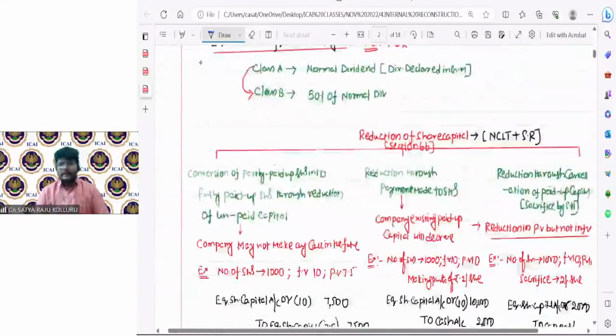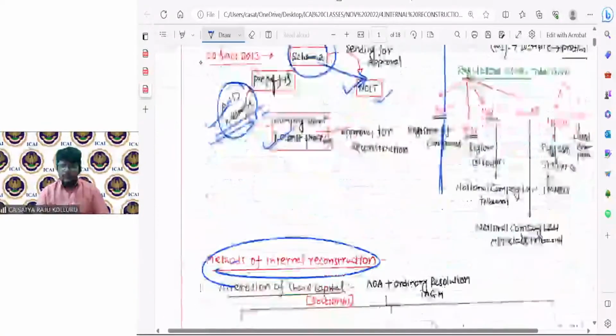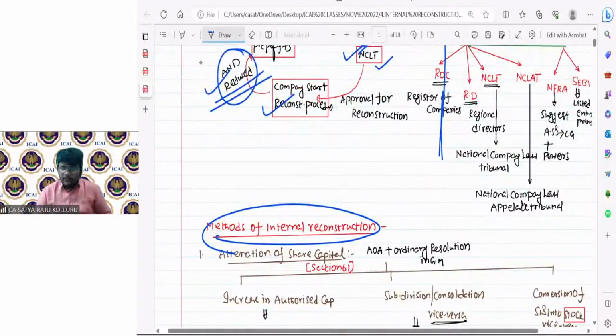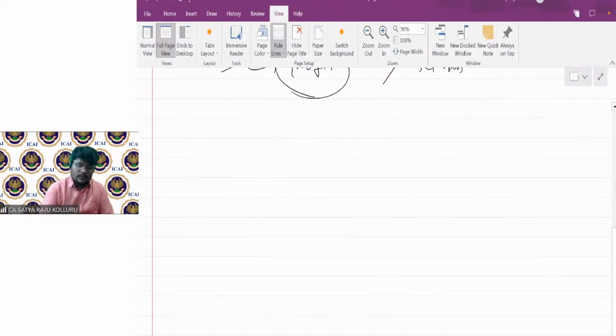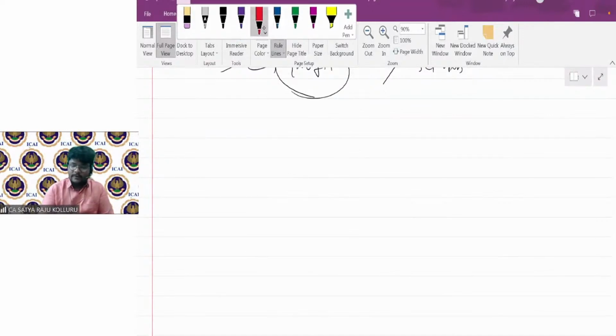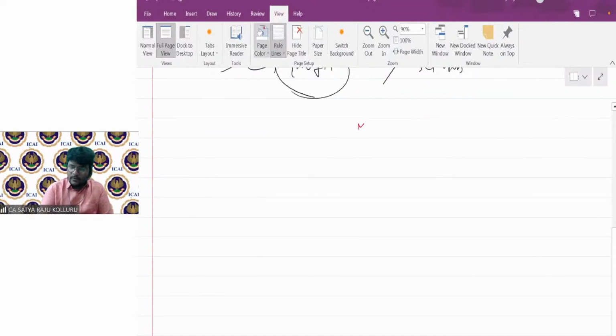Yeah. So I'll tell you the methods of internal reconstruction with the help of my OneNote. Okay. So right now I'm entering into the technicalities. Please all of you concentrate. What are the various methods, or the various possibilities, in which we can go for internal reconstruction? So which are the methods of internal reconstruction?